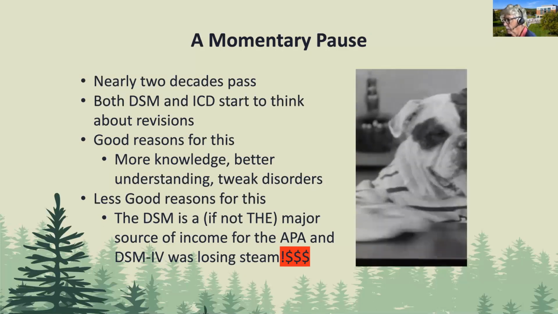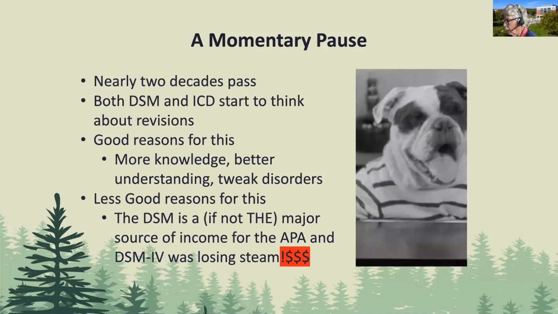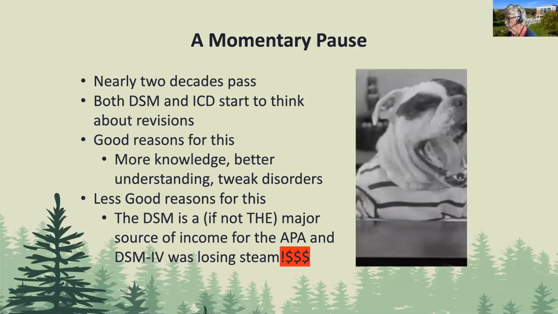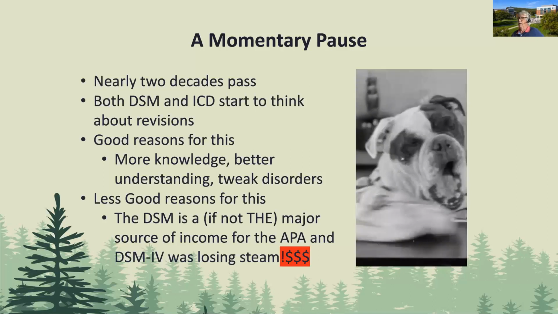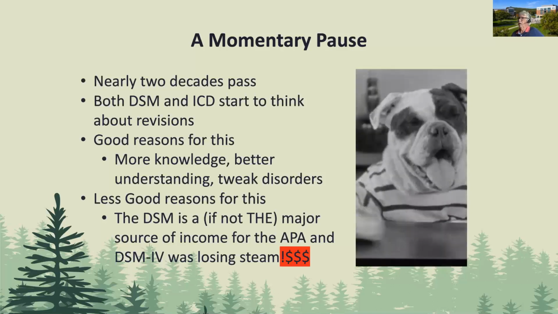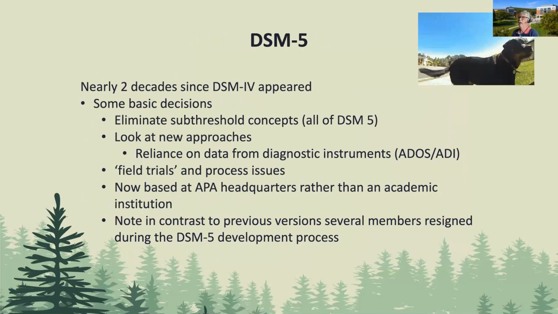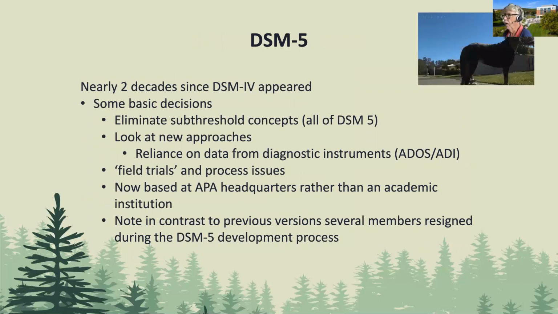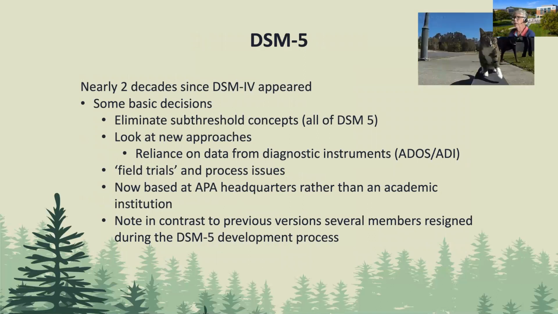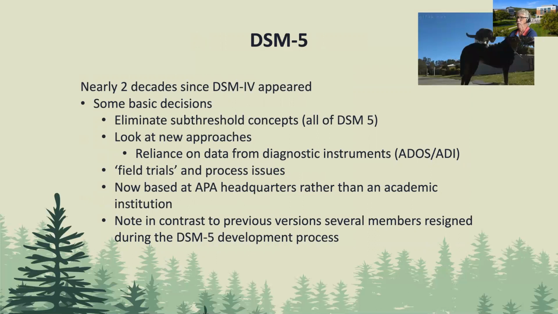The DSM is, if not the major source of income for the APA, then close to it, and the DSM-4 was losing steam in terms of its monetary income. So DSM-5 is a little bit of a surprise in some ways. Several decades had passed since DSM-4, almost two.